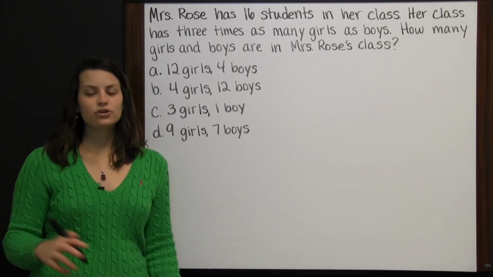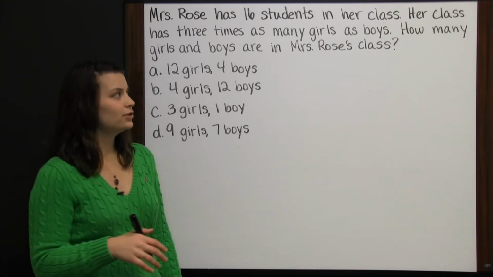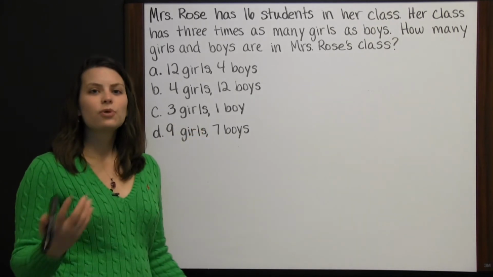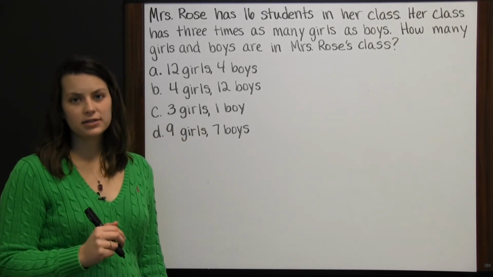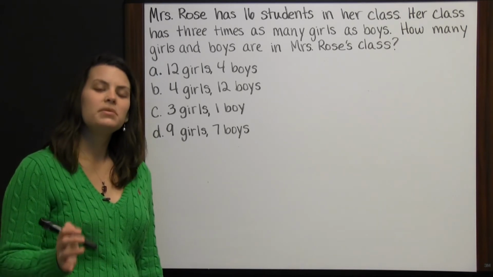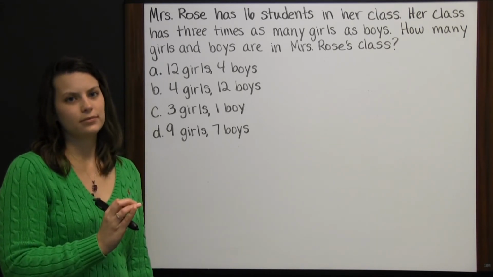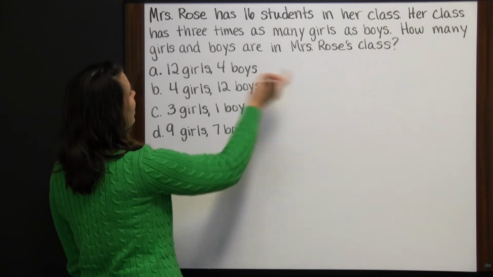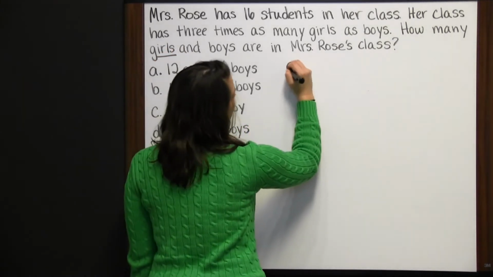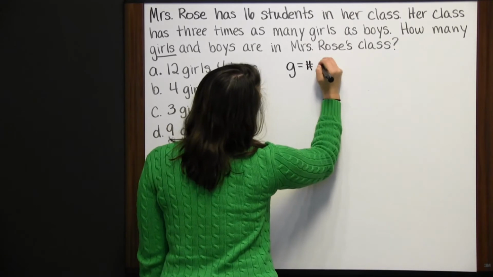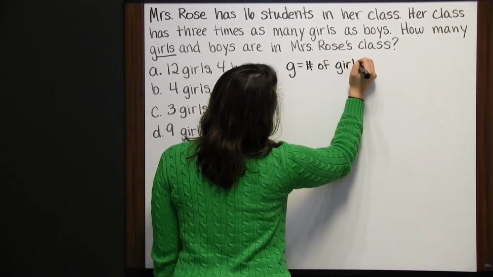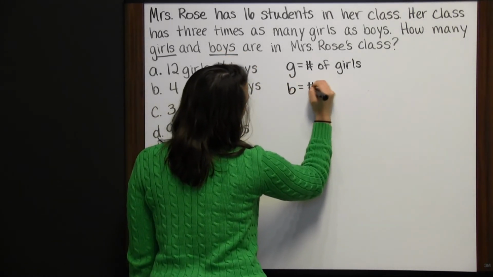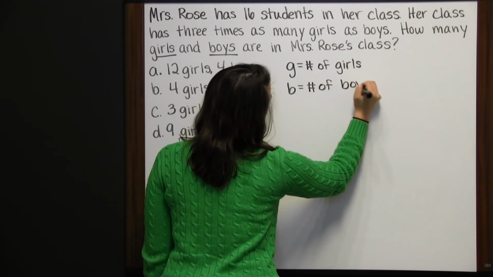Sometimes there's not a question and you're just told to do something, but that's great too. This question, how many girls and boys, tells us what we're looking for, what we're trying to find. And if we're trying to find it, it means it's a number we don't know. And for numbers we don't know, we use variables. So if we're trying to find how many girls there are, then G would be number of girls. And we're trying to find how many boys, so I'll use B for number of boys.